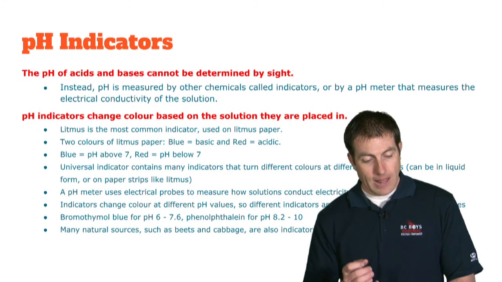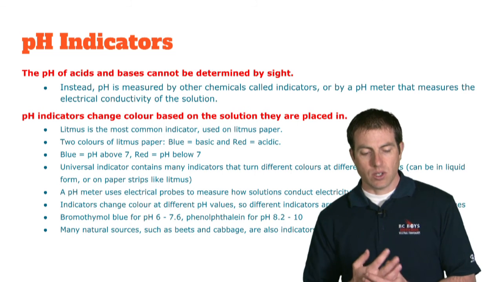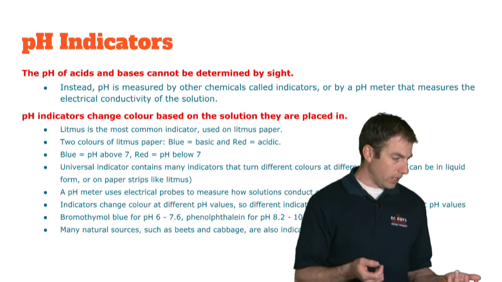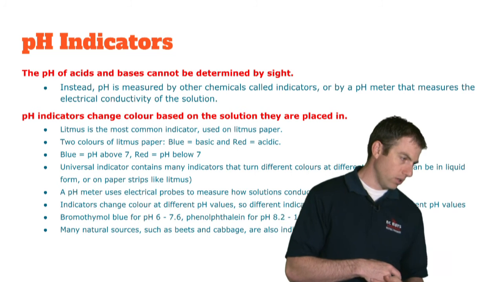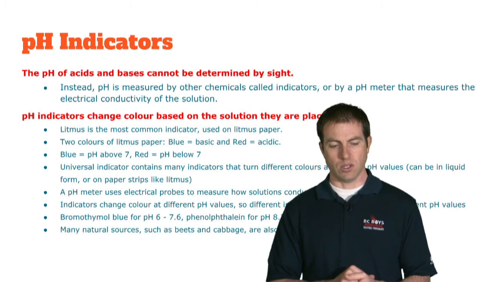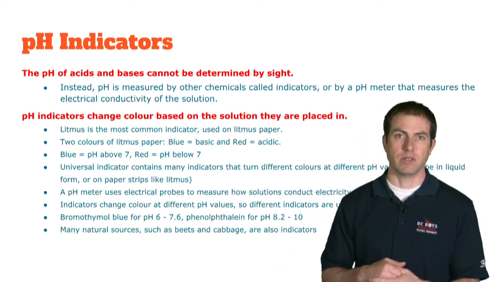The most common indicator is called litmus paper, and I tried to find some in our storage room, but I couldn't for whatever reason. I don't know if we used it all. I thought there was a ton of it, but I just couldn't find it.